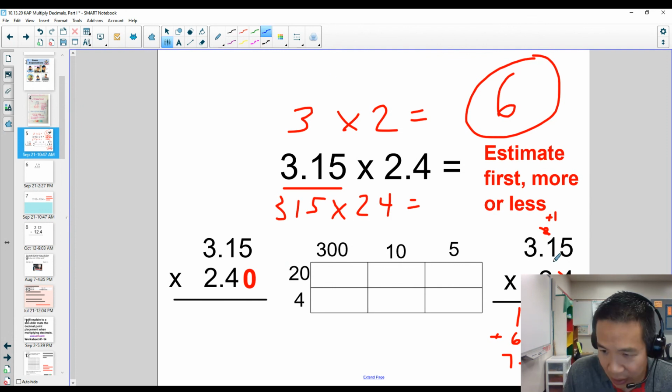Let's count. There are 2 places behind the decimal point with another place. That's 3 places. So I jump the decimal 3 places. It goes right here. 7 and 56 hundredths. Is that close to 6? Yes. So did I do a pretty good job?